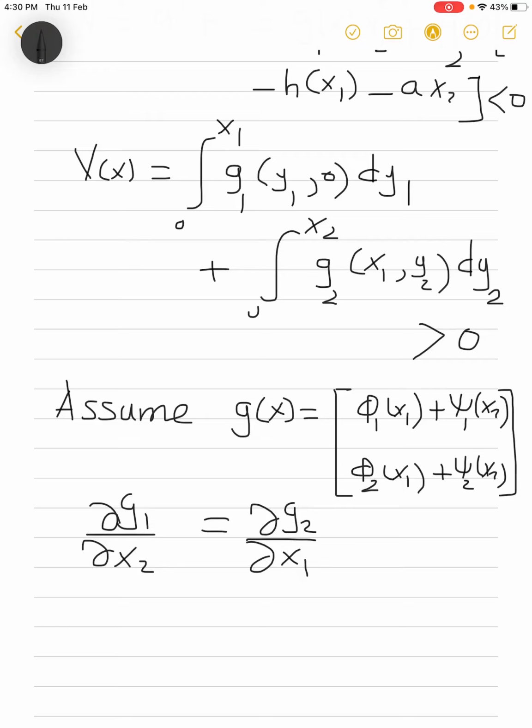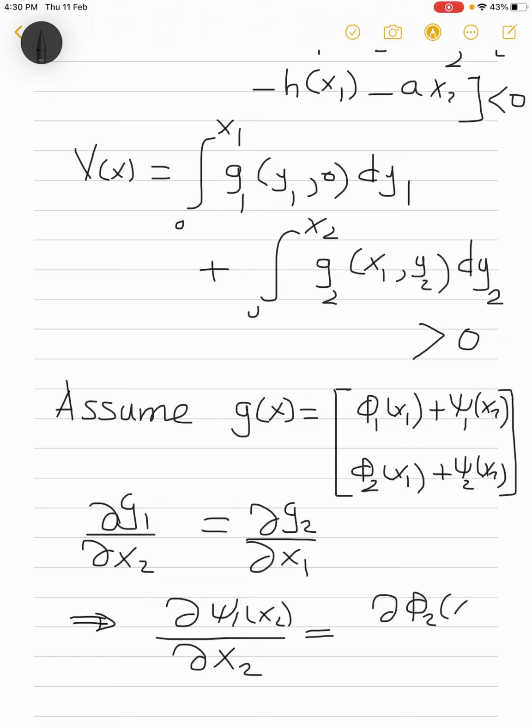Now if we take the partial derivatives, that would lead to the partial derivative of psi 1 as a function of x2 with respect to x2 should be equal to the partial derivative of phi 2 of x1 with respect to x1. Now again we can select psi 2 and phi 2 arbitrarily so that it would satisfy this equality.